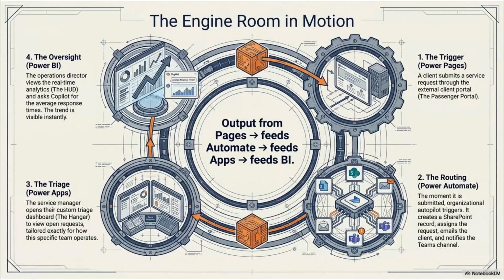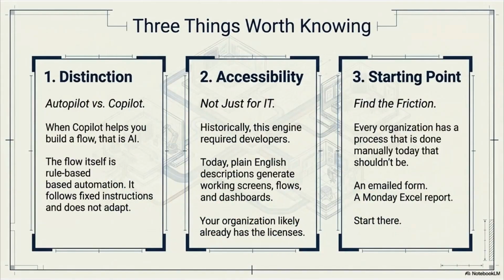Pages feeds Automate. Automate feeds Apps. Apps feeds BI. One connected engine. Before we wrap, 3 things worth holding on to. First, the distinction. When Copilot helps you build a flow, that's the AI. The flow itself is rule-based and doesn't adapt. Second, accessibility. This engine used to need developers. Today, a plain English description generates working screens, flows, and dashboards, and your organization very likely already has the licenses.